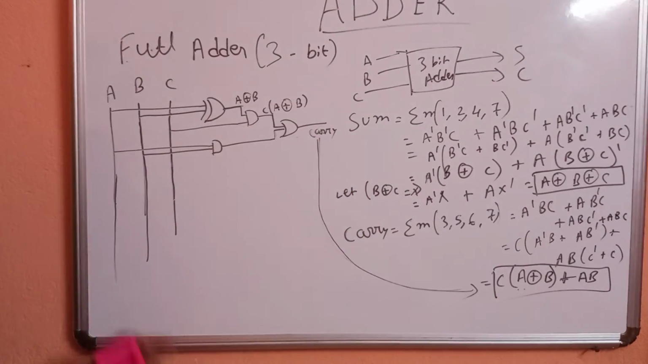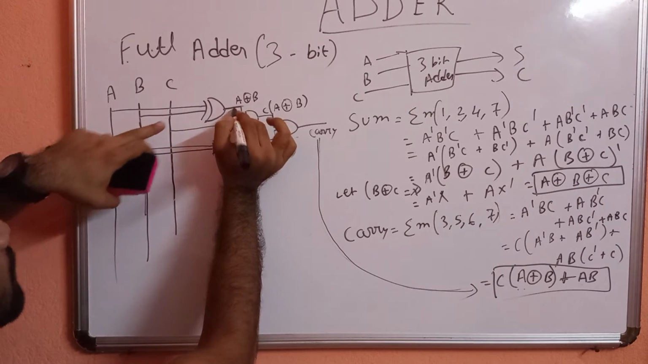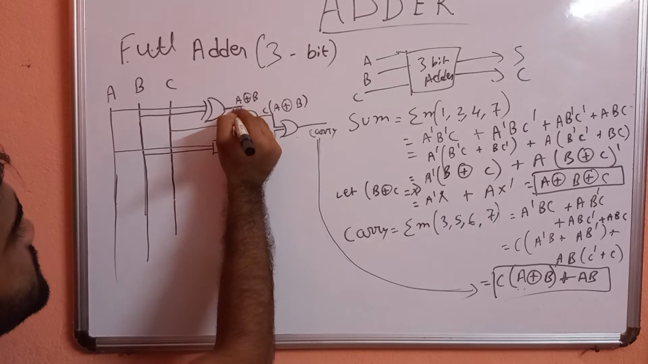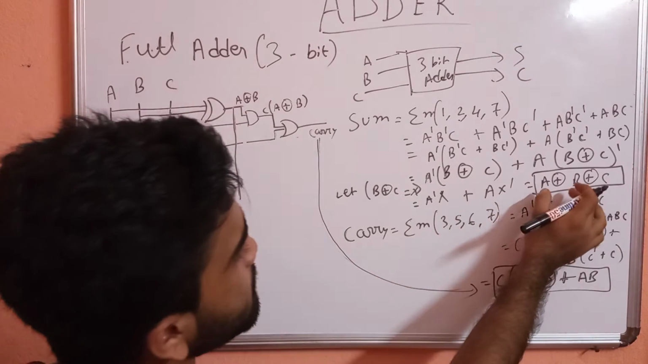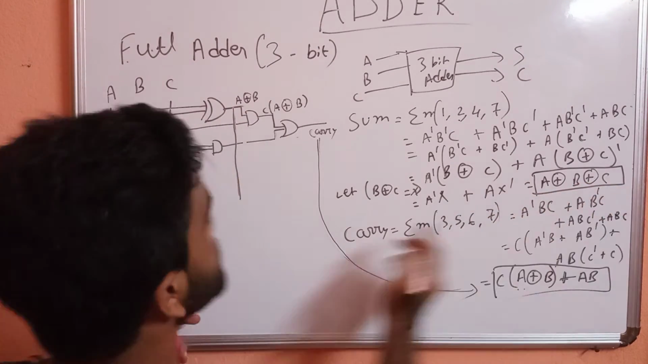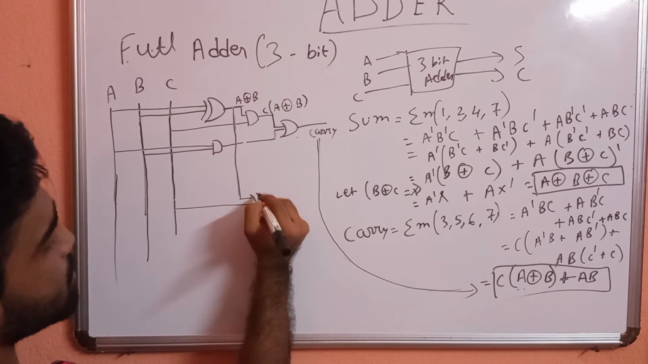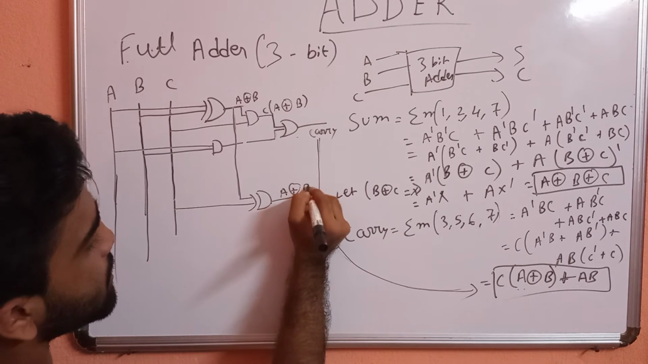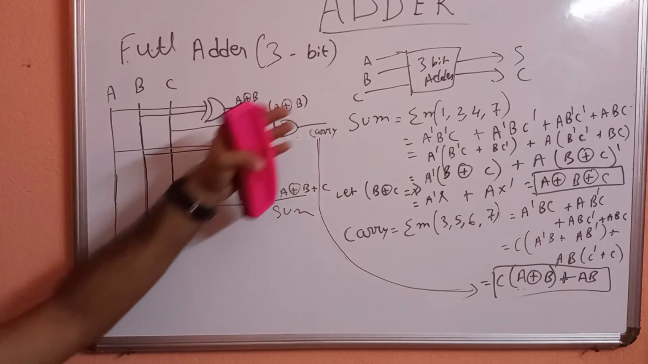Okay, now we will do the sum part. Sum part is very easy. See, we have already done the A XOR B part. We will simply take this. Now A XOR B is already done. We will do the XOR with C, taking C and doing the XOR. This is my sum, A XOR B XOR C. This is my sum. This is my carry. This is the circuit diagram of full adder.